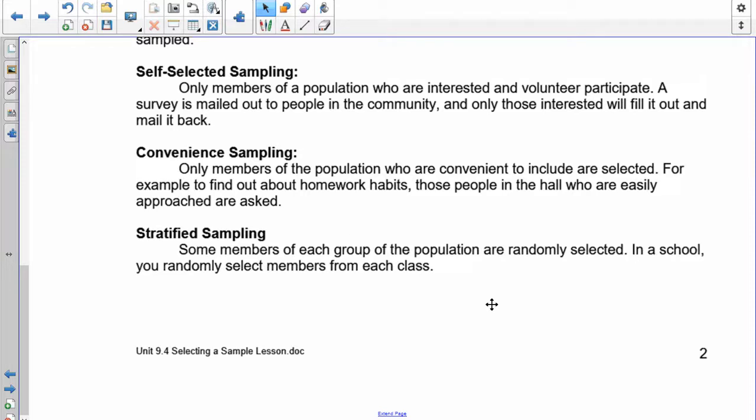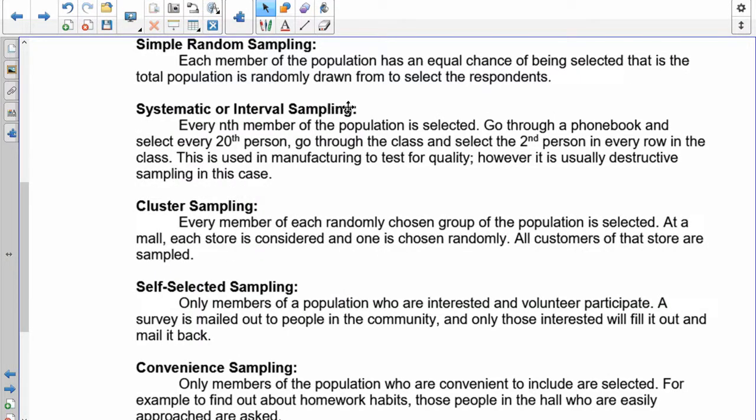Now, with stratified sampling, some members of each group of the population are randomly selected. So in a school, you would randomly select members from each class. Now, in some schools in a rural area, there are what are called feeder schools. So they have a lot larger high school and junior high than they have in elementary. So if you chose systematic or interval sampling, and you chose every 20th person or every fifth person, if you have a small school, you're looking at 20 people in each elementary class. Whereas in junior high and high school, it increases up to maybe 30, or can sometimes even go as high as 90 people in the high school. So the high school people, if you went every fifth person, you get a lot more people than you get in the elementary. So the elementary's votes would be less effective than the high school.